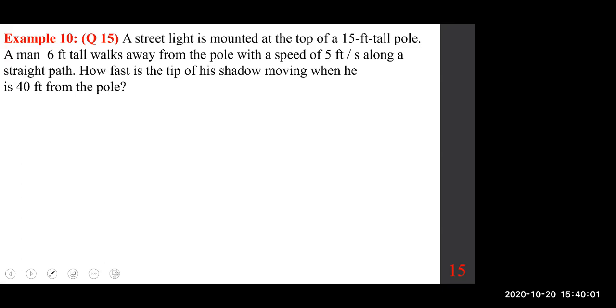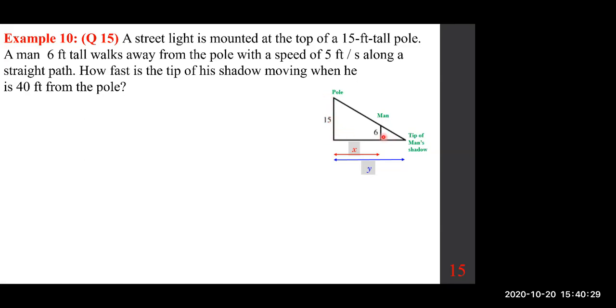When you do problems that are ultimately applications and word problems, you really have to set up. So take a look at the setup and see what's happening. Here's the pole, and somewhere is the man moving away. I hope you see that. The man has a speed. The pole is 15 feet tall.